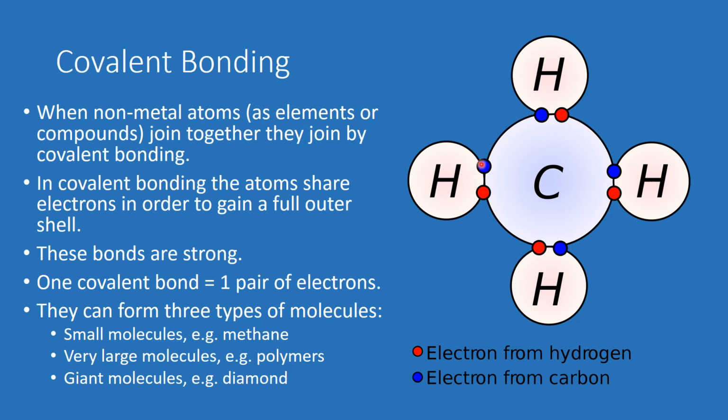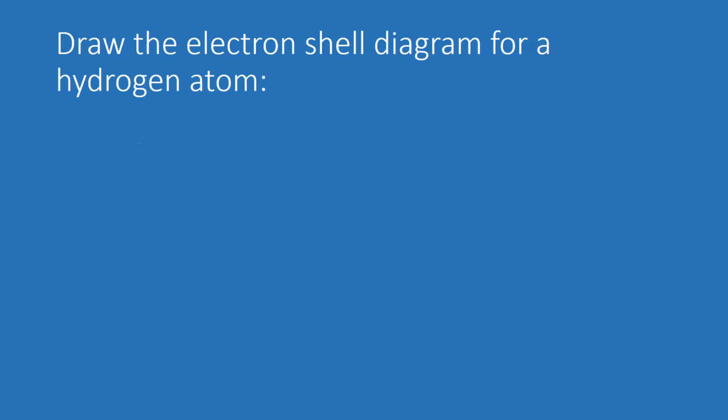So that's also got a full outer shell, and so we have 4 covalent bonds formed in this methane molecule. 1 covalent bond formed between each hydrogen and the carbon, so that every single atom within this molecule ends up with a full outer shell. And this would be an example of a small molecule as well.